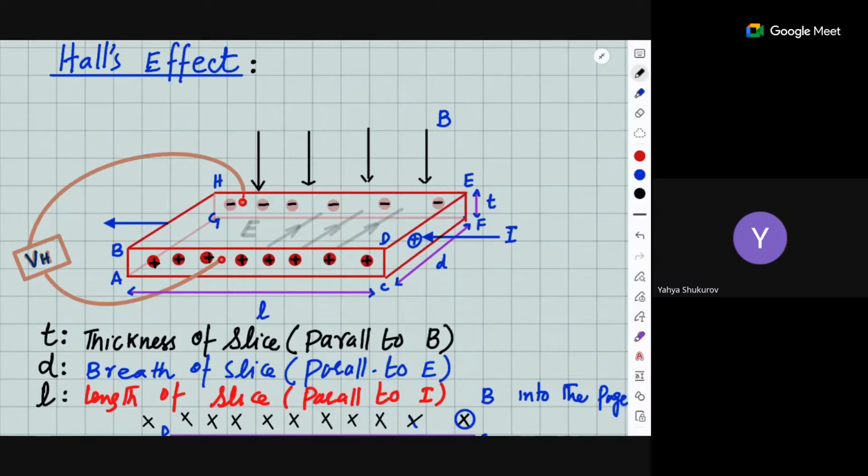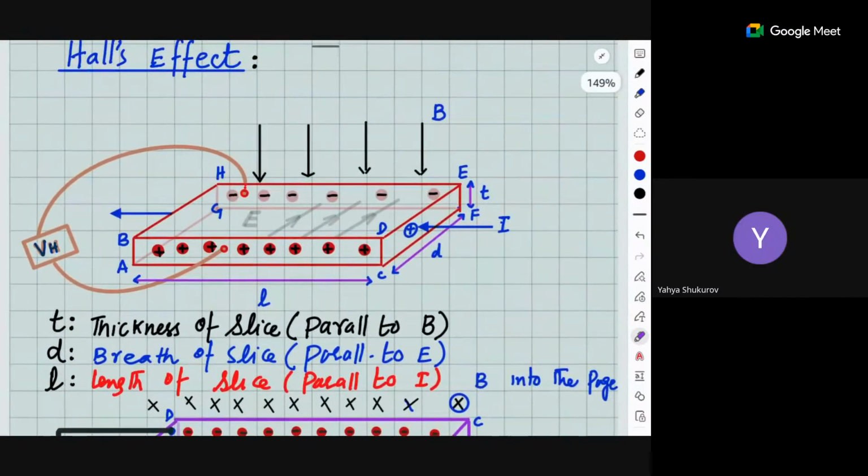If you connect a voltmeter between these two faces, ABCD and EFGH, you will note that there is a potential difference, and that potential difference is named the Hall voltage. This effect is called the Hall effect.